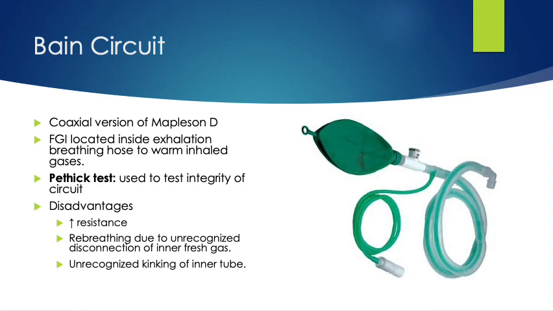So on a standardized test, I feel like it's important, or you'll get asked, how do you test the integrity of a Bain circuit? Because you can't assess the inner tubing, and the answer is the Pethick test. Disadvantages of the Bain circuit: it's increased resistance. Rebreathing can happen if there's unrecognized disconnection of the inner fresh gas tubing. And then again, you can't necessarily assess the integrity of the fresh gas tubing because it's covered by the exhalational plastic corrugated tubing.